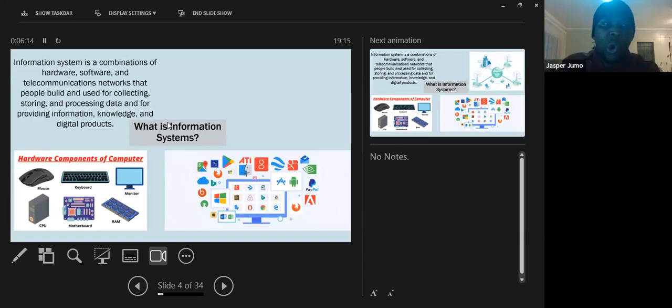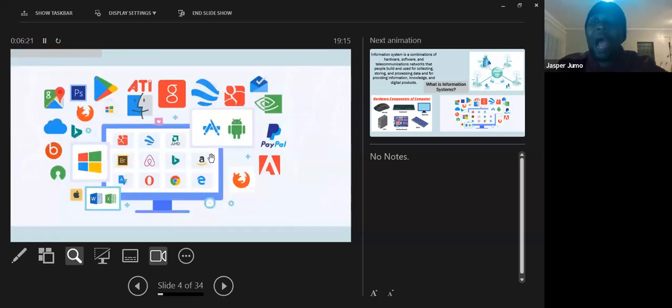Then we've got what we call software, right? Let me zoom this in. When we're talking about software, that's your application. Now, when we go deeper into this, you will see that there are two types of software. We're going to talk about it. There's what we call system software, and there's what we call application software. When we talk about system software, we are talking about the operating system.